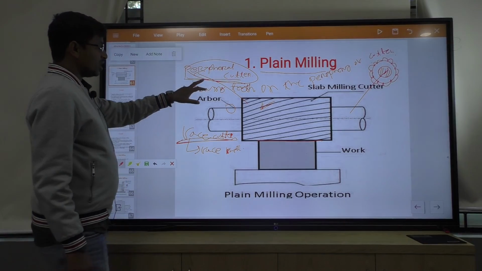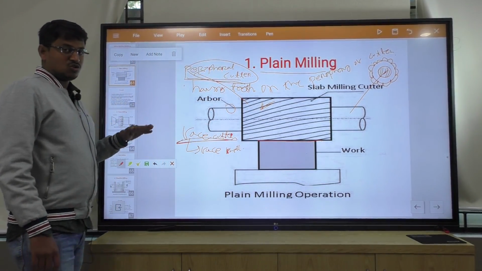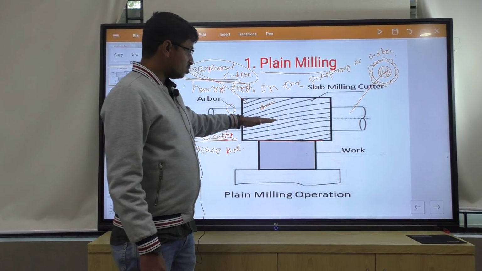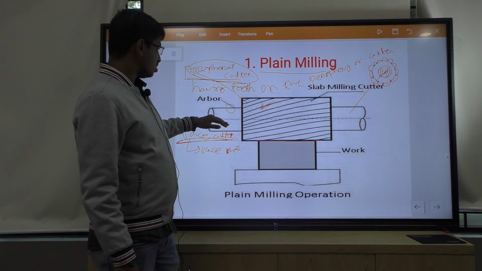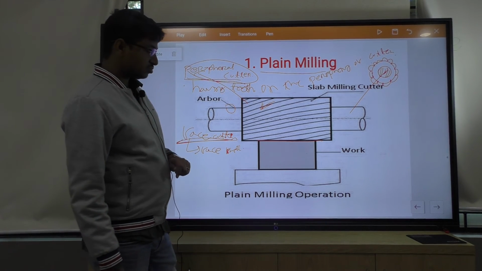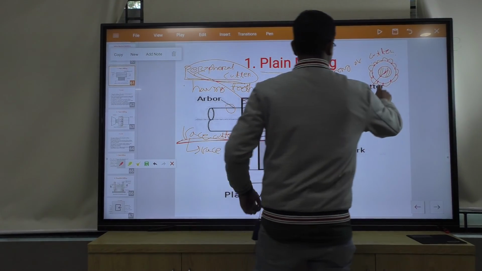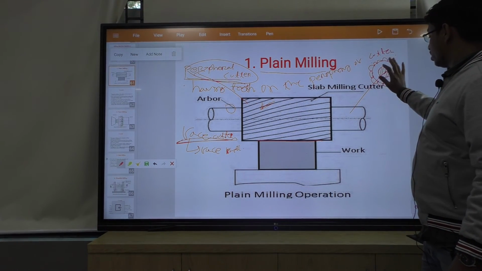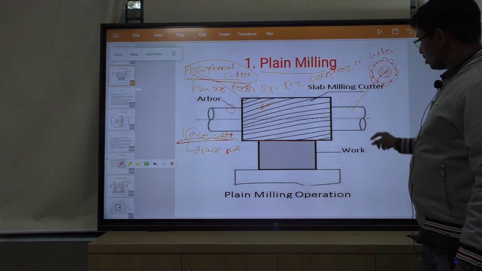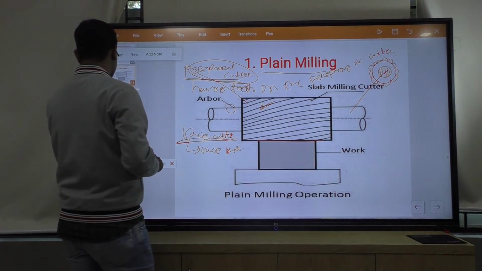What do you mean by plain milling? If we produce a flat surface which is parallel to the axis of the cutter, this is called plain milling. In plain milling we use a peripheral cutter, meaning a cutter having teeth on its periphery. This peripheral cutter is used for plain milling. The second one is face milling.